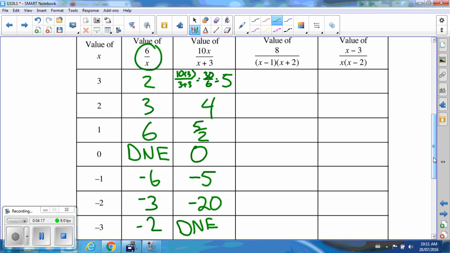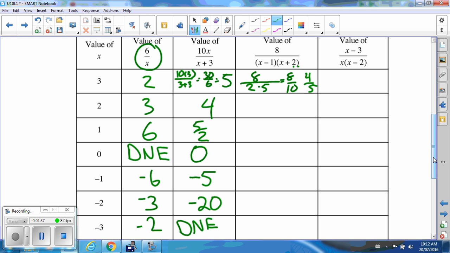If I put in 3, 3 minus 1 is 2, so 2 times something. And I'll show this top one, and then we'll go through it faster. 3 plus 2 is 5. 5 times 2 is 10. So this becomes 8 over 10, or 4/5.